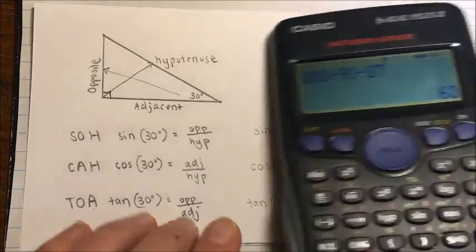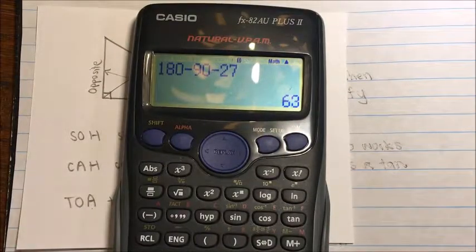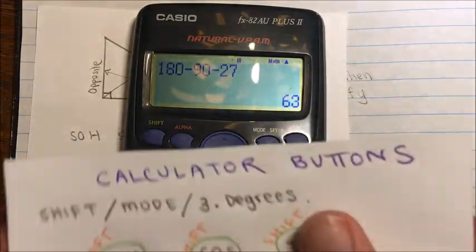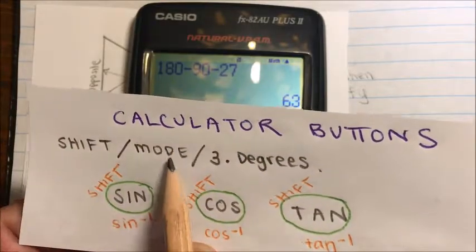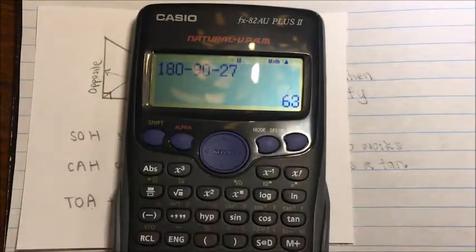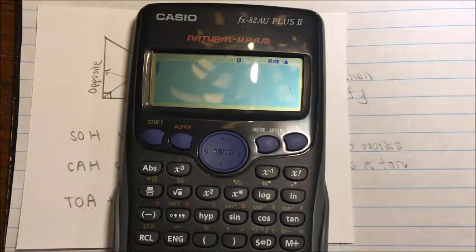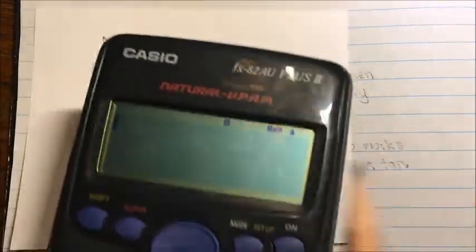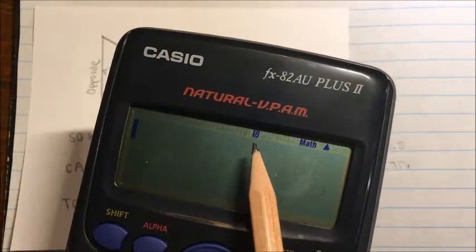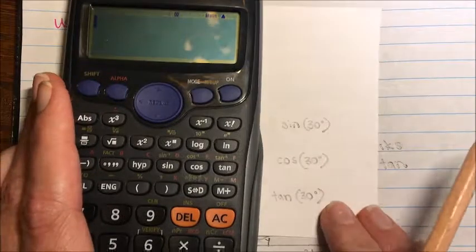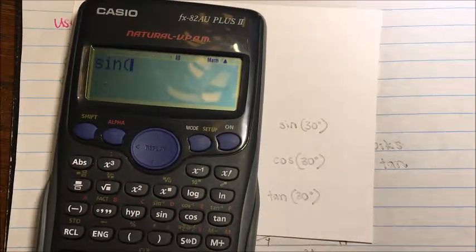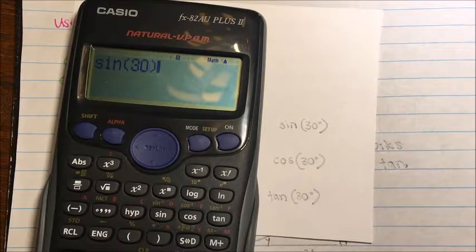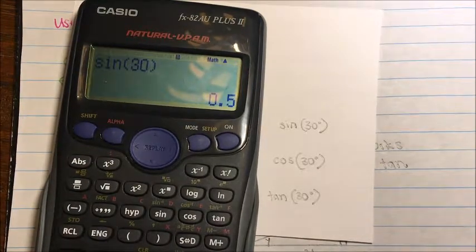So let's have a little look again, just quickly remembering. But before we even start, remember you need shift, mode, and number 3 for degrees whenever we're working with sine, cos, and tan. So do I have my little D turned on? Yes, I do. So let's have a little look here. I'm going to find out what is the sine of 30 degrees. It's 0.5.